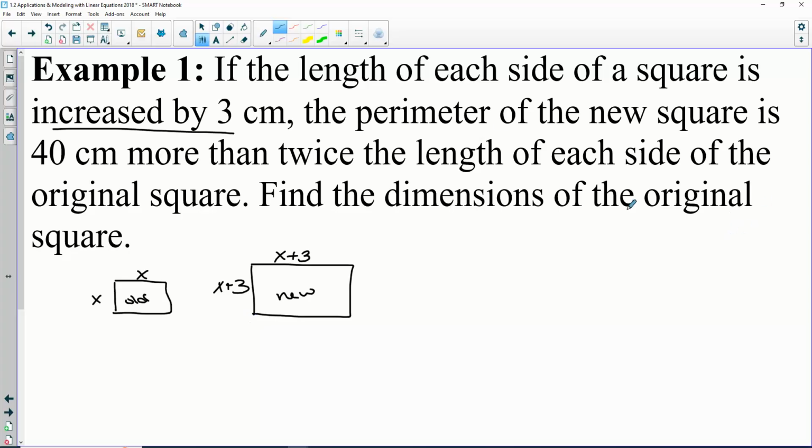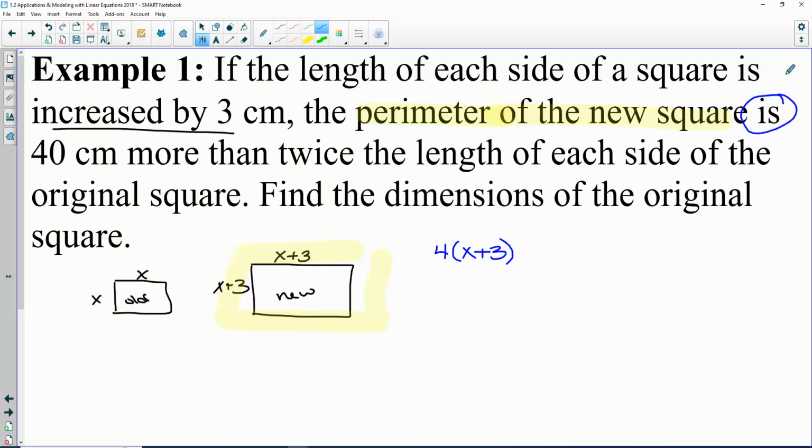So let's go back and read. The perimeter, how do you get perimeter? Add all the sides of the new square. So I want to add all the sides of the new square. So I could write x plus 3 plus x plus 3 plus x plus 3 plus x plus 3, or what could I do? 4 times (x plus 3). Yes. But if you prefer to write them all out, you are welcome to. So that's my perimeter of the new square.